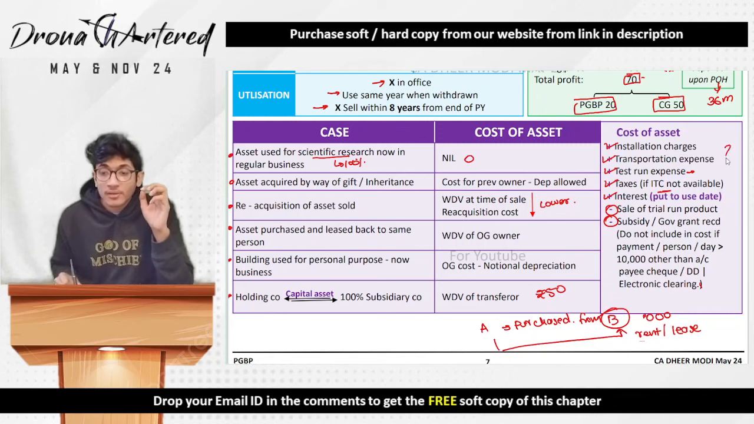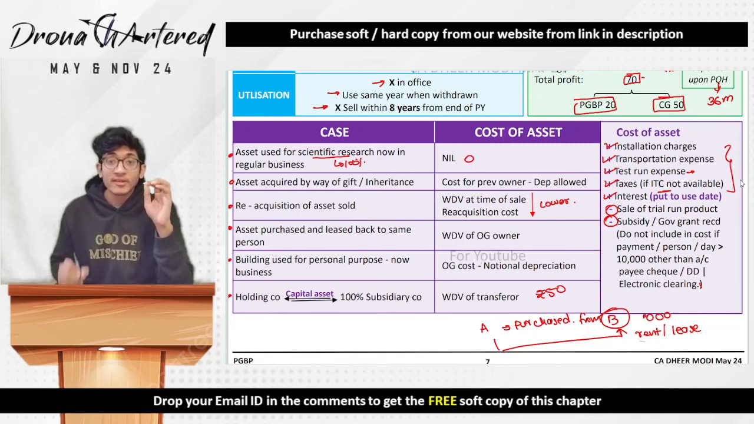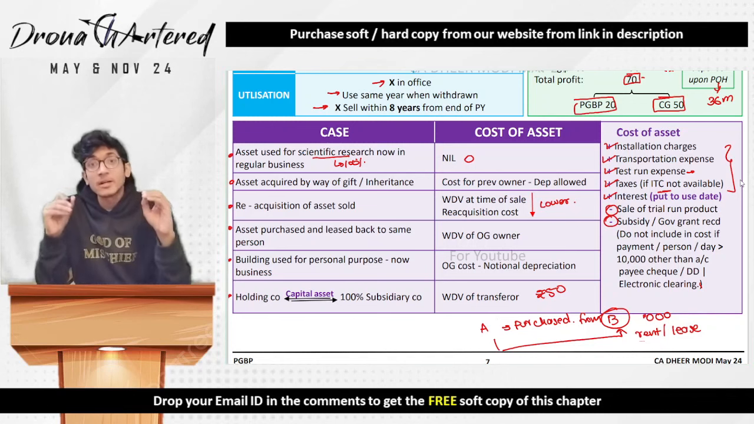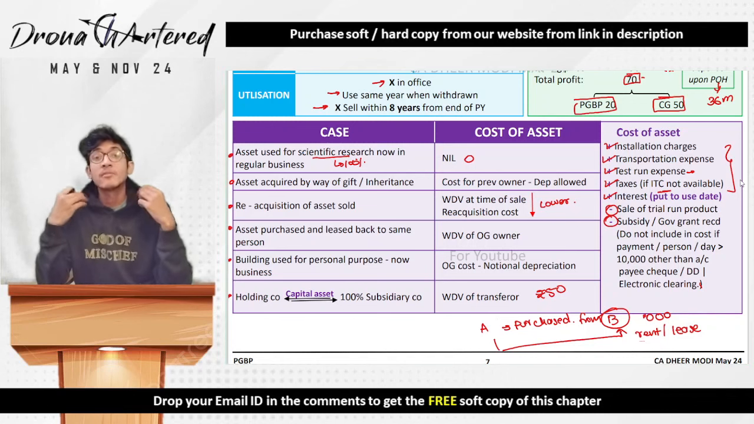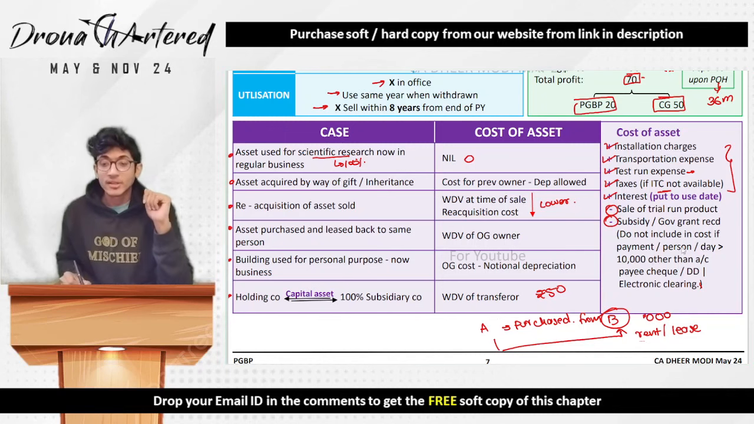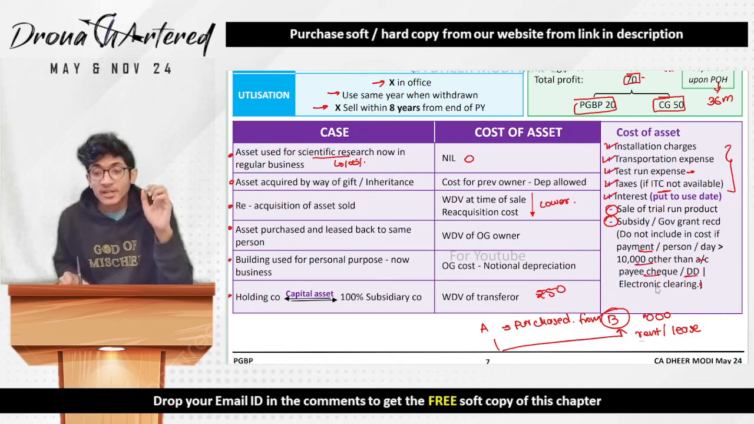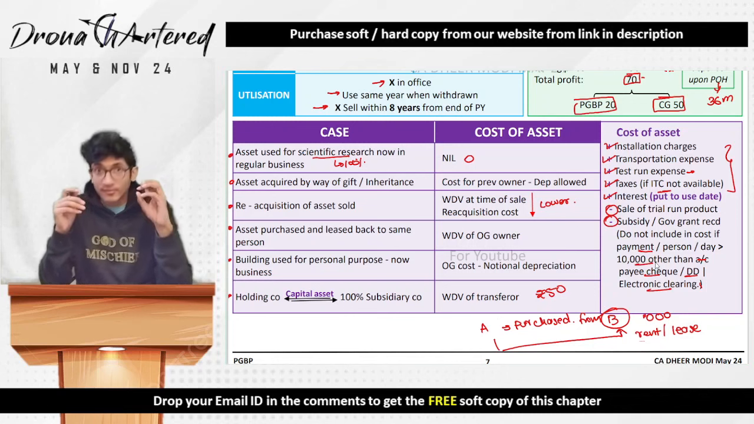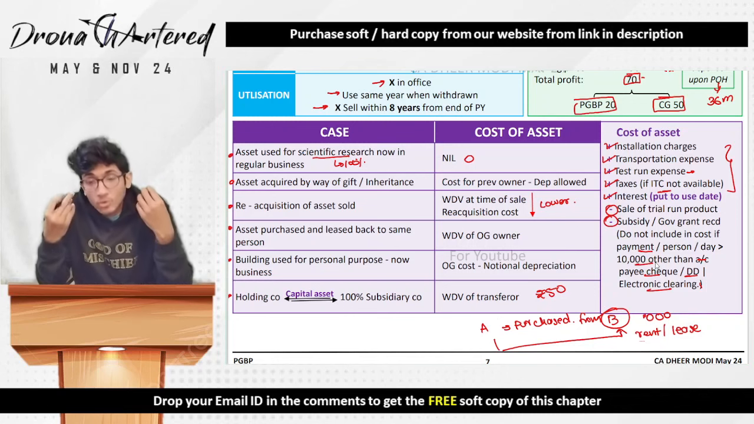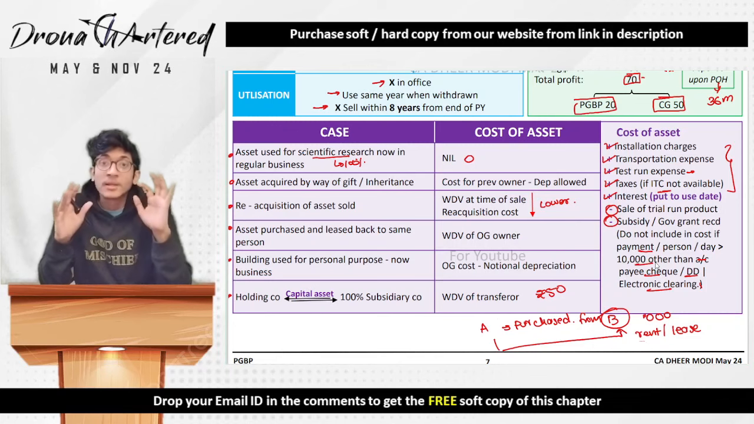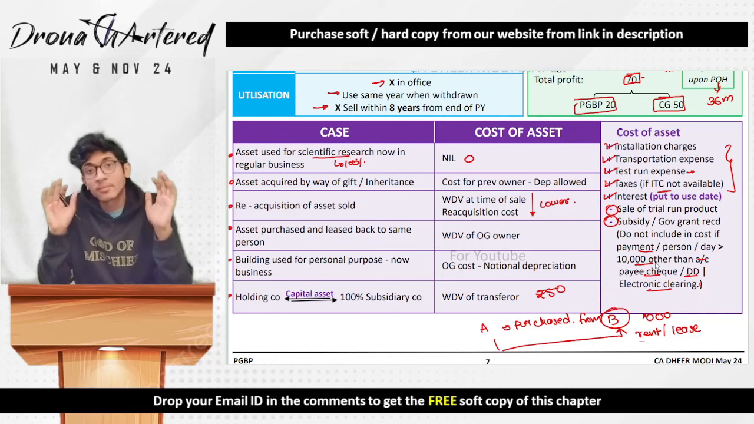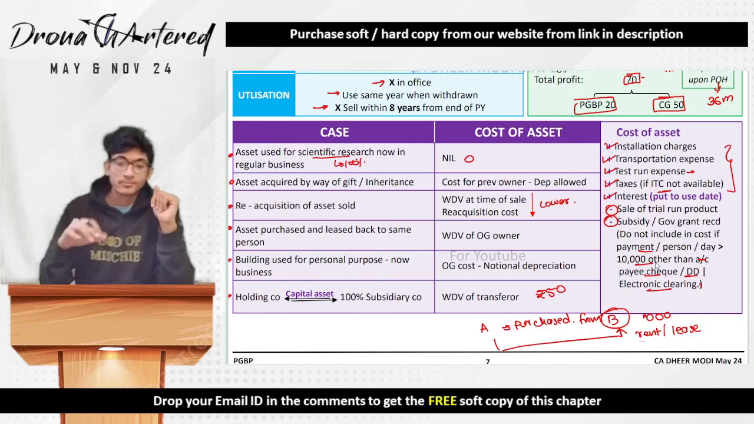Above these items that we studied in cost, the income tax department will not allow you to add to your cost if payment per person per day is greater than 10,000 through means other than account payee cheque, demand draft, or electronic clearing. If payment has been made to any person per day more than 10,000 by any means other than these, we will not allow you to add that to the cost of asset. We will not give you an expense. That expense has gone. Great.